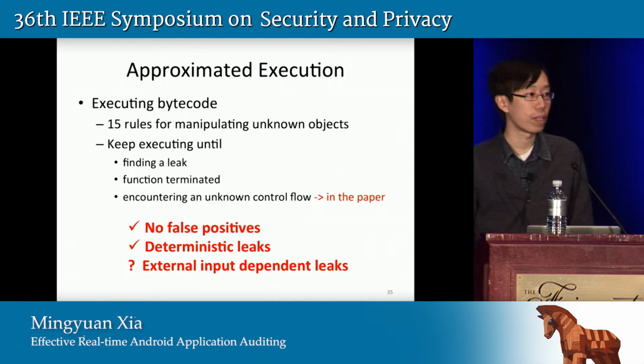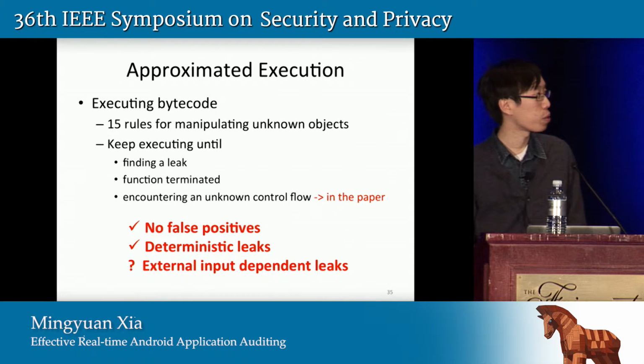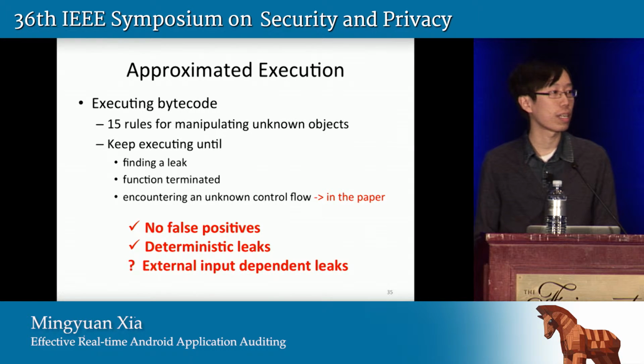The result of the approximated execution engine is, first, it has no false positives because it's actually running the program. It's like dynamic analysis. Every leak we encounter will be true in the real execution. It can also find 100% of the deterministic leaks. Deterministic leaks means there are no conditions for those leaks, and most real-world leaks are like that. For external input-dependent leaks, we might or might not find all of them.